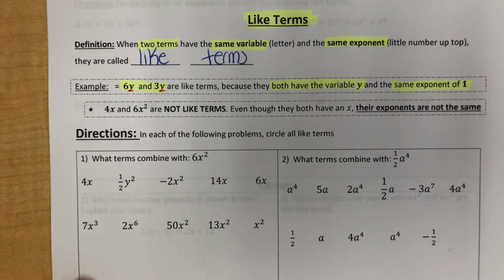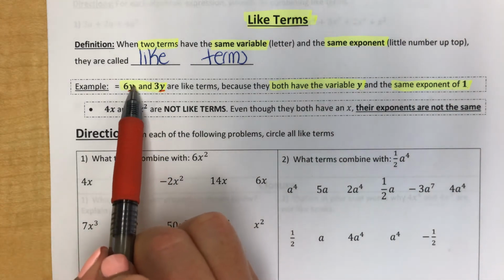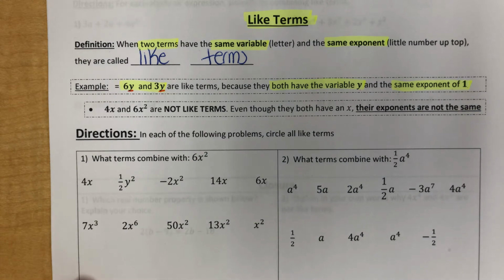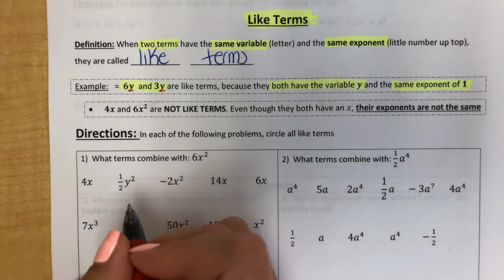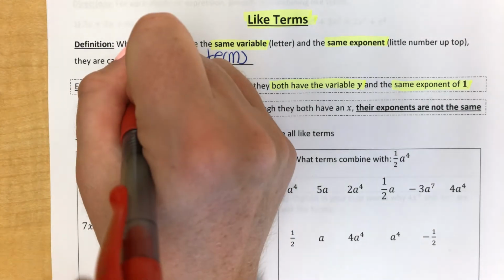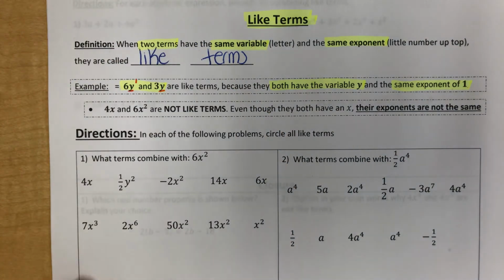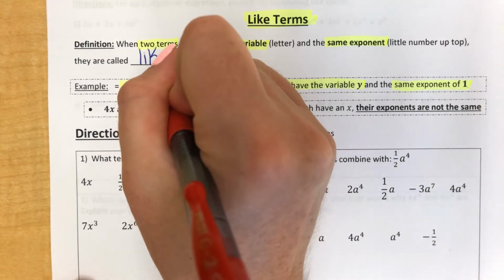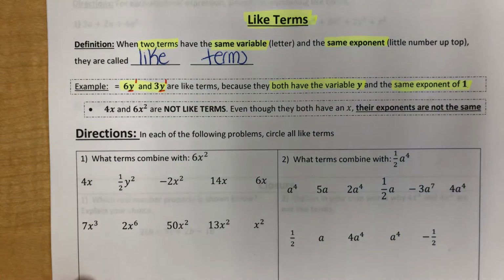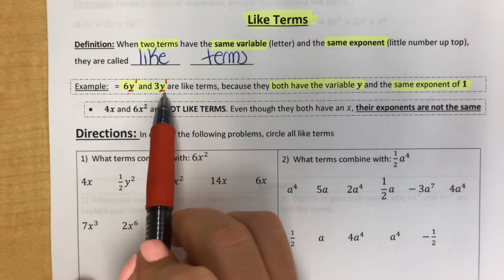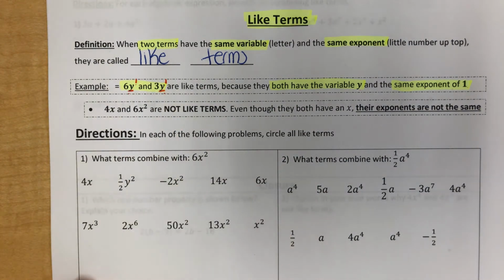Now, an exponent is that little number in the top right-hand corner, and I'm not necessarily seeing that here, but that's okay, because I know there's an imaginary 1, and I'm going to write that in. So it's really y to the first on 6y, and it's really y to the first on 3y. So they both have the same variable, same exponent. These are good to go.